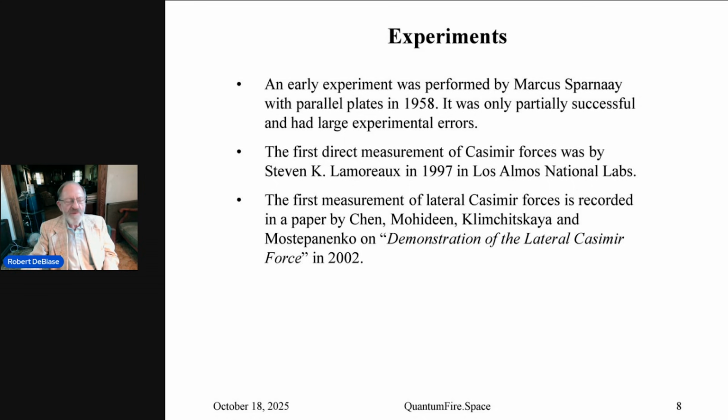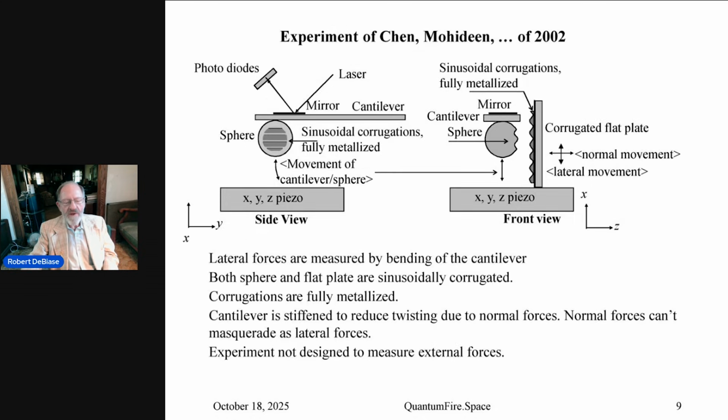This paper was sort of an inspiration for me. So I'll go into it just a little bit. This is sort of a diagram of an atomic force microscope. And he had a ball that's metallic, and it has sinusoidal corrugations on it. And he's got a flat plate, which is also corrugated with these sinusoidal corrugations.